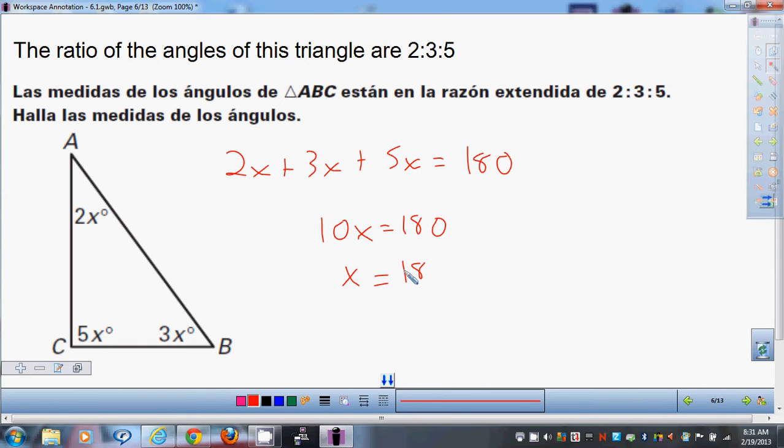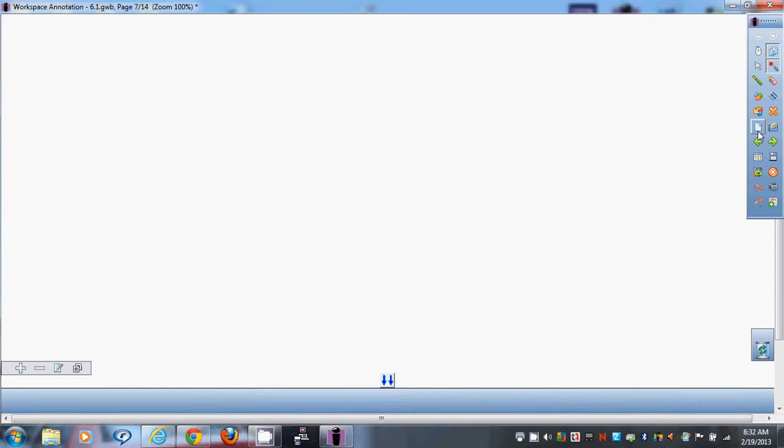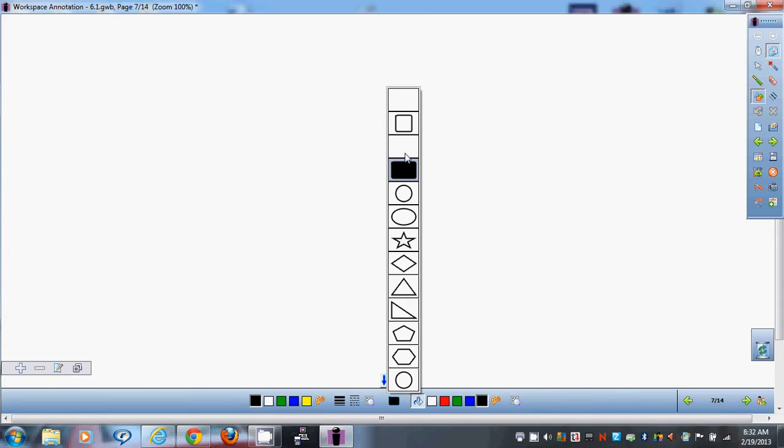Let's look at one more. What if I said that a rectangle has a ratio of its length to width. Oh darn, I don't have a rectangle. You know what? Forget it. We're just going to say triangle. An isosceles triangle. Here we go.